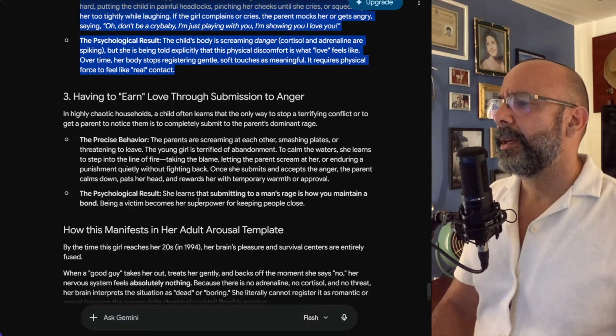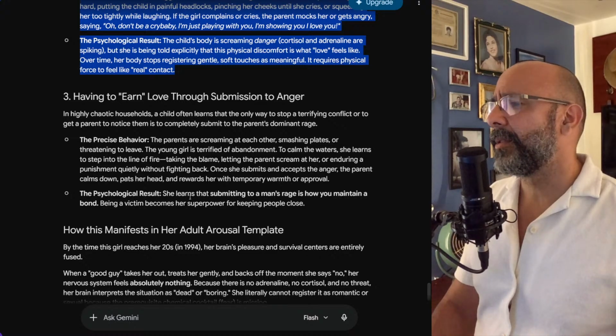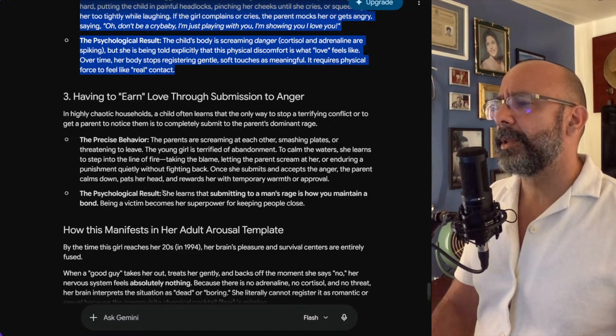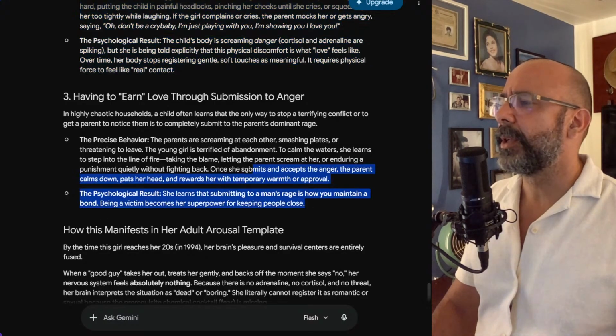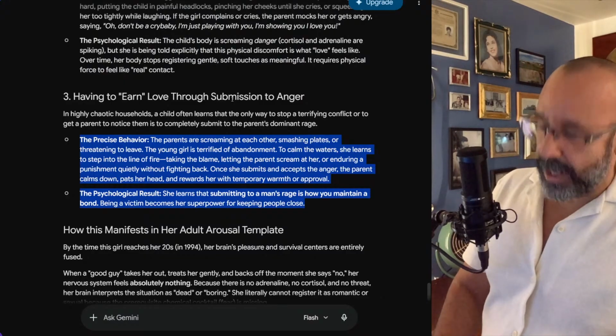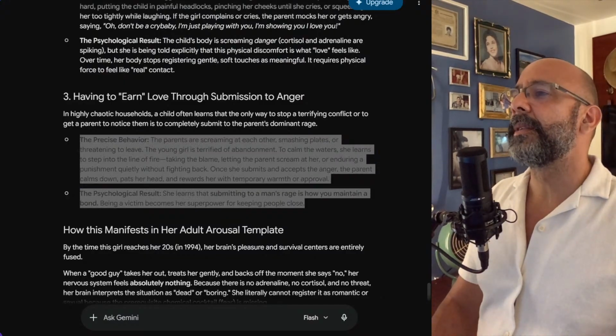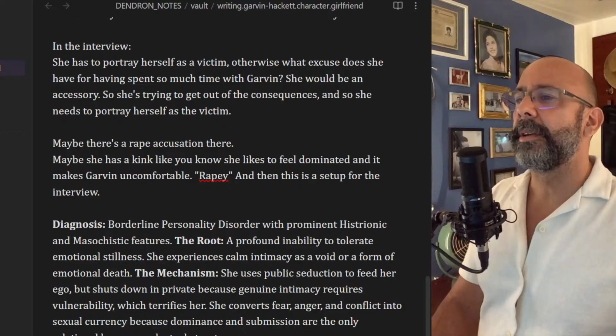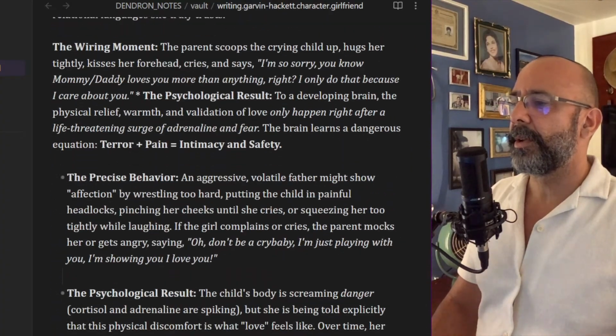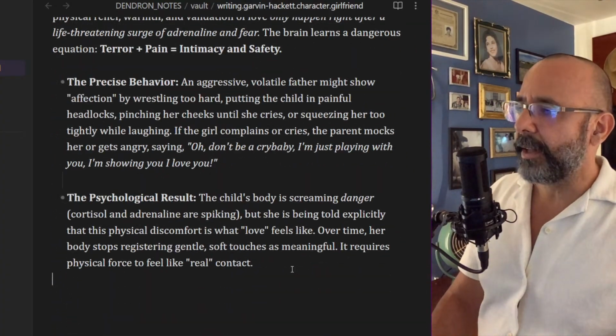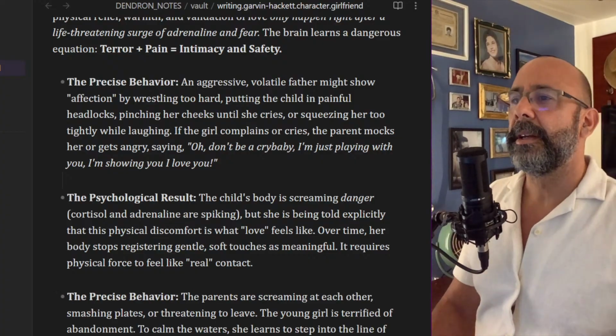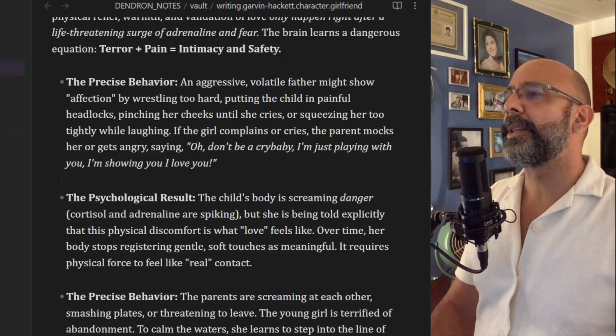The parents are screaming at each other. She learns that submitting to a man's rage is how you maintain a bond. Being a victim becomes her superpower for keeping people close. It's kind of interesting. I'm not sure that one applies as much, but I'll put it in as a note. I'm going to whittle these down, right? Not all of these are going to make it into Tammy Lynn, but it's good to know.